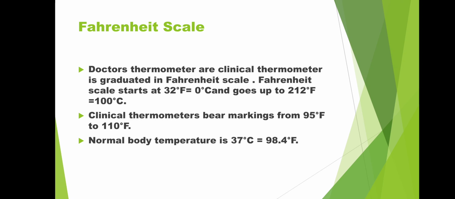Now, the Fahrenheit scale. A doctor's thermometer or clinical thermometer is graduated in the Fahrenheit scale and its lower fixed point is 32 degrees Fahrenheit and the upper fixed point is 212 degrees Fahrenheit. 212 means equal to 100 degrees Celsius and 32 degrees Fahrenheit is equal to 0 degrees Celsius. But in a clinical thermometer, it bears markings from 95 degrees Fahrenheit to 110 degrees Fahrenheit, and our normal body temperature is 37 degrees Celsius, which is equal to 98.4 degrees Fahrenheit or 98.6 degrees Fahrenheit.